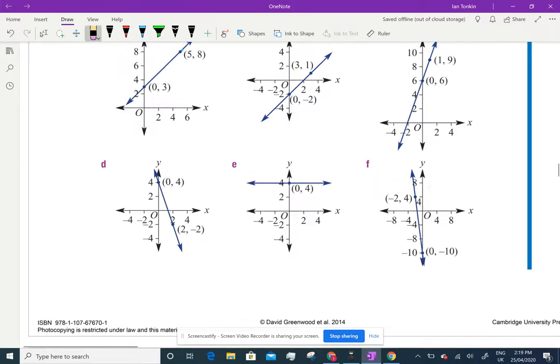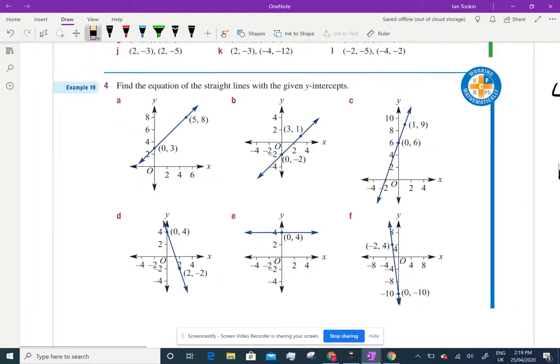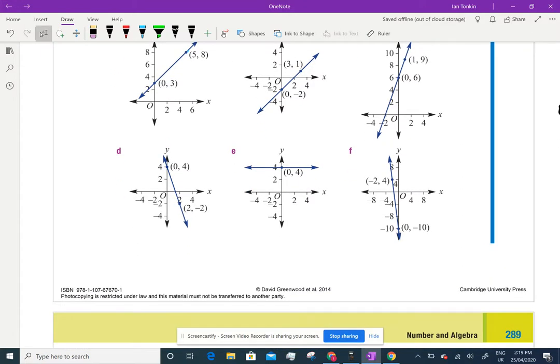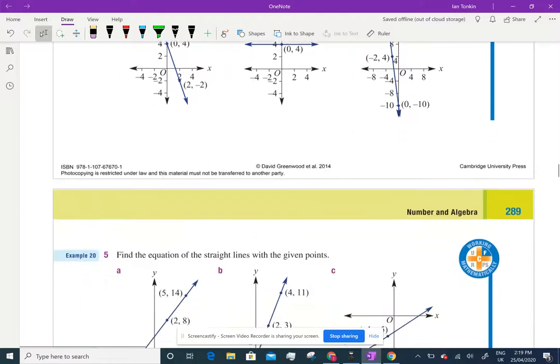Okay. So you have a go at B, C, and F. Remember, if it's going up, it's got to have a positive gradient, and if it's going down, it's got to have a negative gradient. And the y-intercept is pretty easy. The other one that we have to do is question 5.